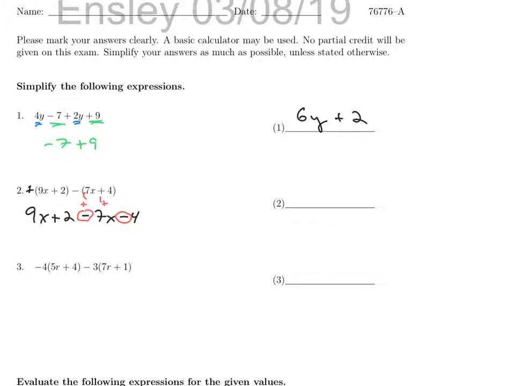And then again, we're collecting like terms. We have 9x minus 7x, it's +2x, and +2 minus 4 is -2.